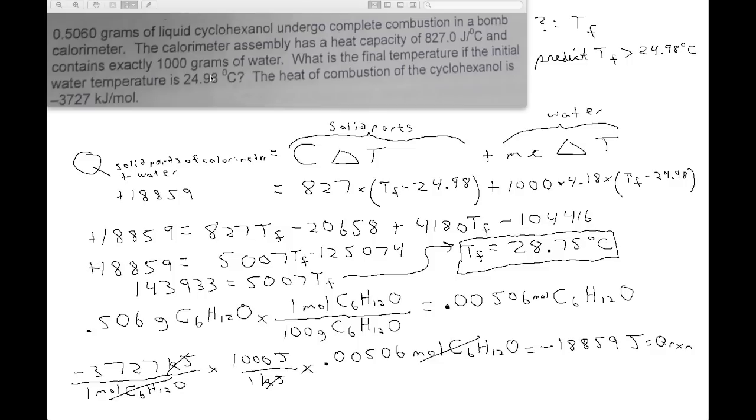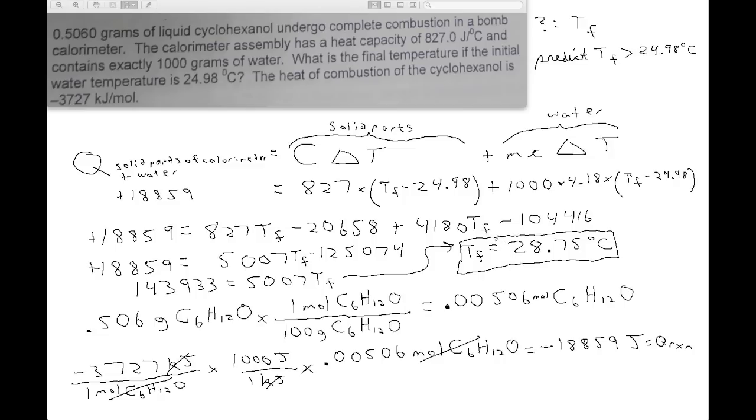By the way, the initial temperature here should also make sense to you, because this is about 25 degrees Celsius, and 25 degrees Celsius is about room temperature. Well, it would make sense that before the reaction, the calorimeter would probably be at room temperature.